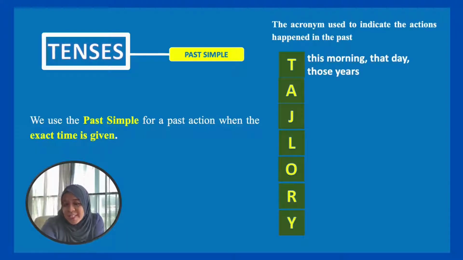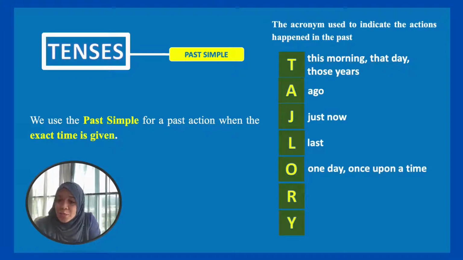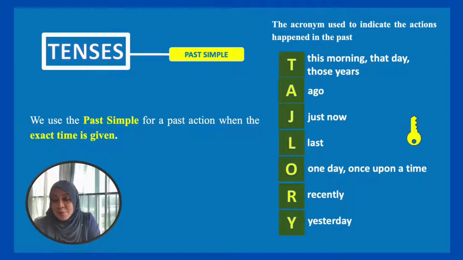Okay, so what does T stand for? This morning, that day, those years. A stands for ago, J stands for just now, L stands for last, O stands for one day, once upon a time, R stands for recently, and Y stands for yesterday. Again, these are all the keys. Okay, let's look at this one.